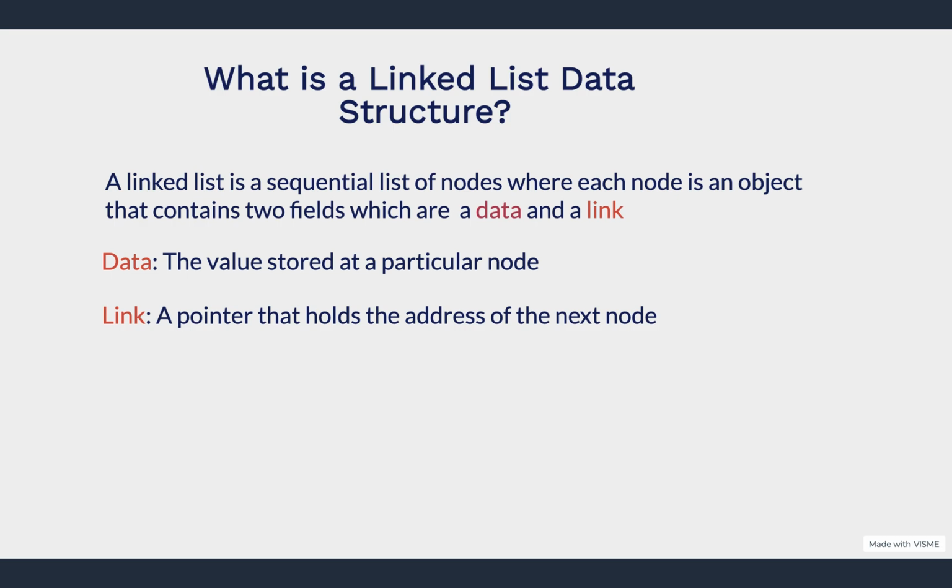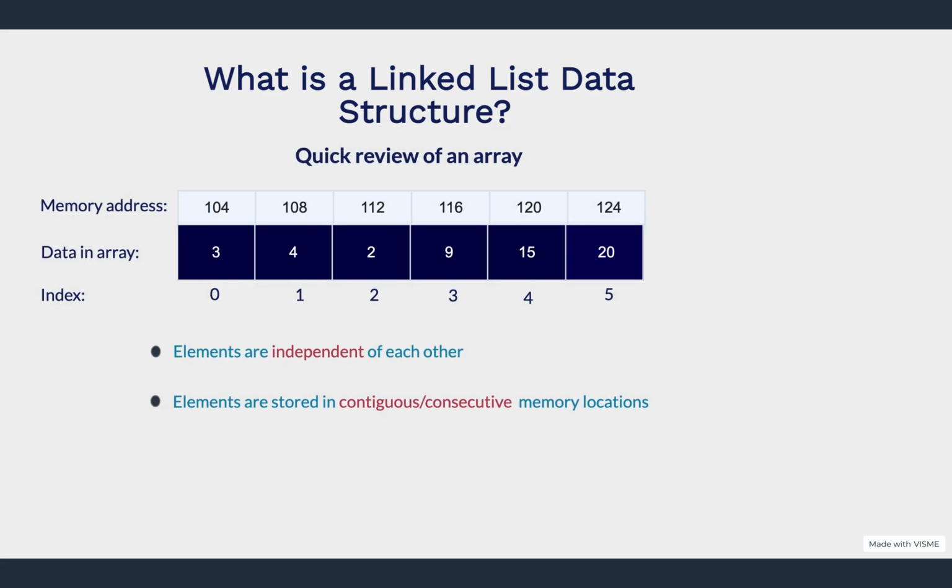So the data is the value stored at a particular node, whereas a link is a pointer that holds the address of the next node. Okay, so think of a linked list as a chain of objects, right, where each object has two fields, which are a data and a link. Of course, I'm going to show you the diagram of a linked list. But this is the definition.